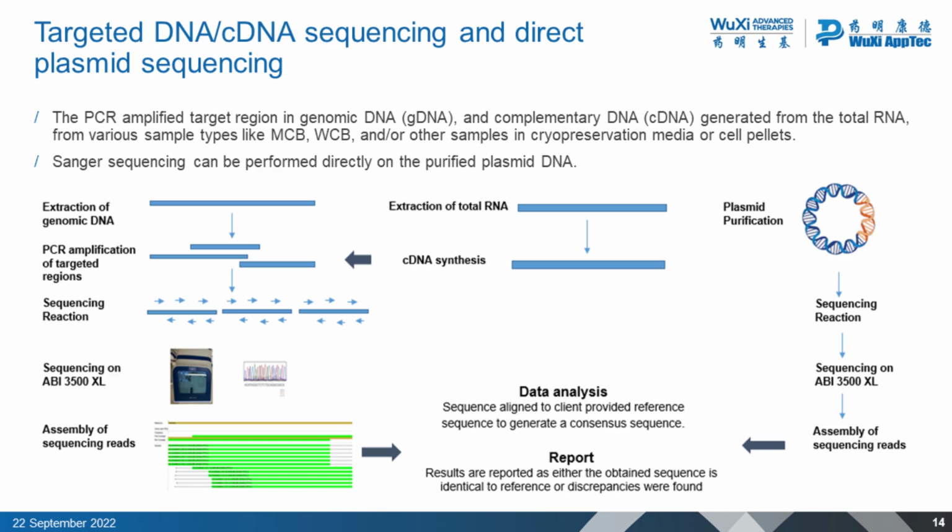A similar approach is used for plasmid purification. Pure plasmids can also undergo Sanger sequencing. Specific regions of the plasmid are amplified using PCR primers that are targeted to that region. The sequencing reaction is completed, followed by sequencing on the ABI. The ABI performs the sequencing and provides a chromatogram, and then the assembly of the reads obtained is performed using WuXi's data analysis pipeline, followed by a report.